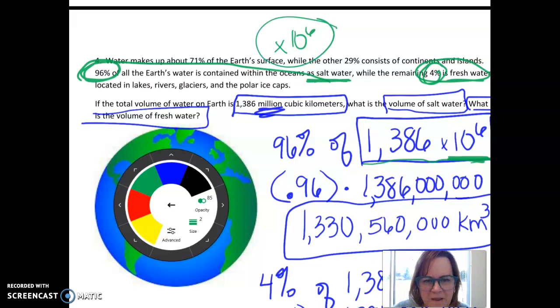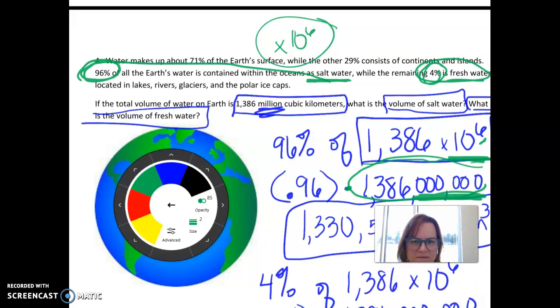So I turned my percent into a decimal, 96 hundredths, and I'm going to multiply that by 1,386 million. So do you see the connection between that 6 and the number of zeros I added here? You should see a connection here. And I end up with 1,330 million cubic kilometers.